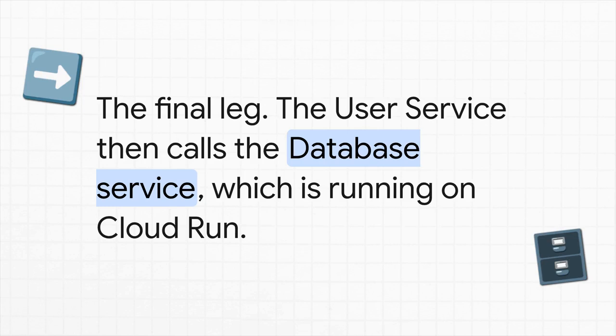But wait, there's more. The user service doesn't have the data itself. It needs to go get it from a database. And that database logic is all wrapped up in its own little service running on Cloud Run. So that's the final leg of this request journey, and it generates yet another span for our case file.